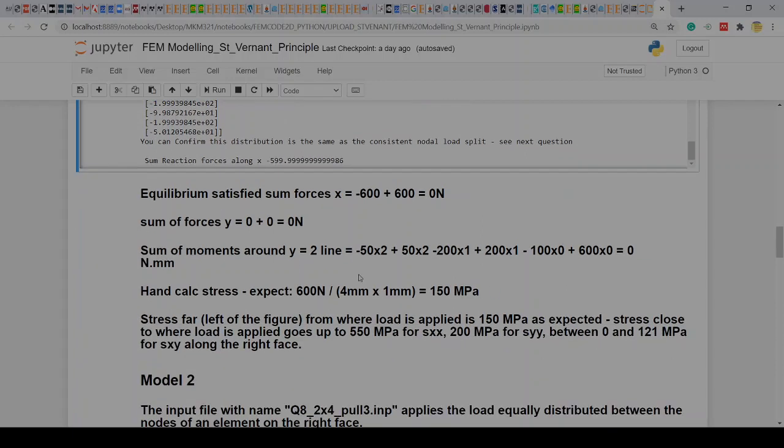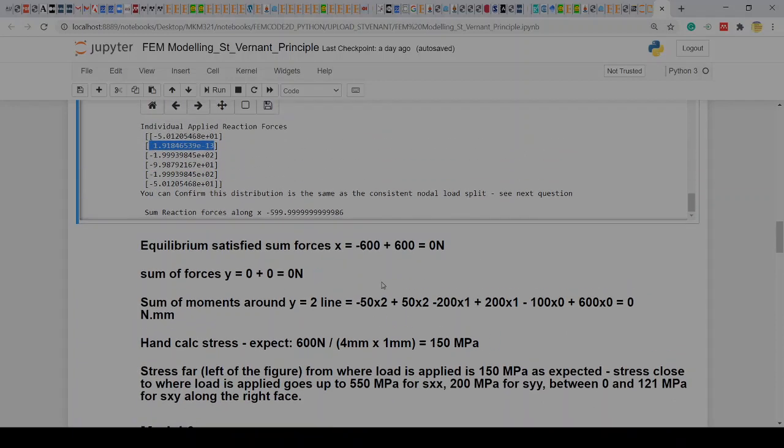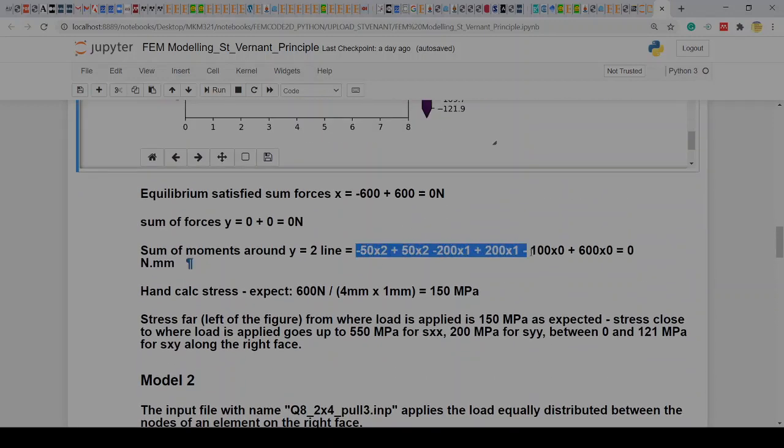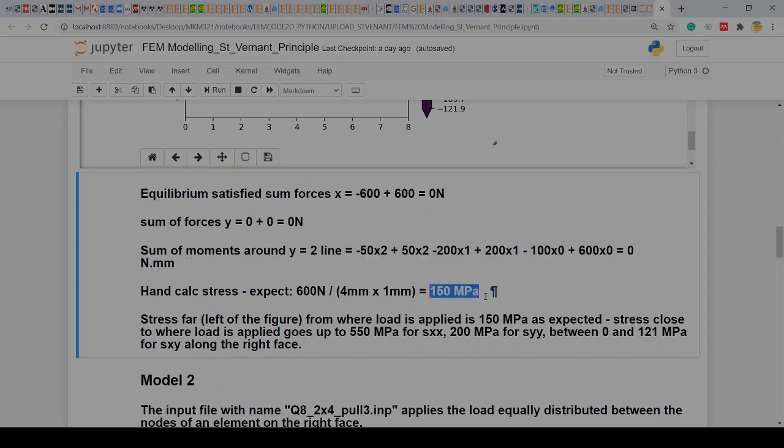And then we can't skip this. We have to look at the sum of moments. So let's take the sum of moments around any point, and when we go through that and calculate it, we see that it's 0. Like we discussed already, 150 MPa stress is what we expect to see.